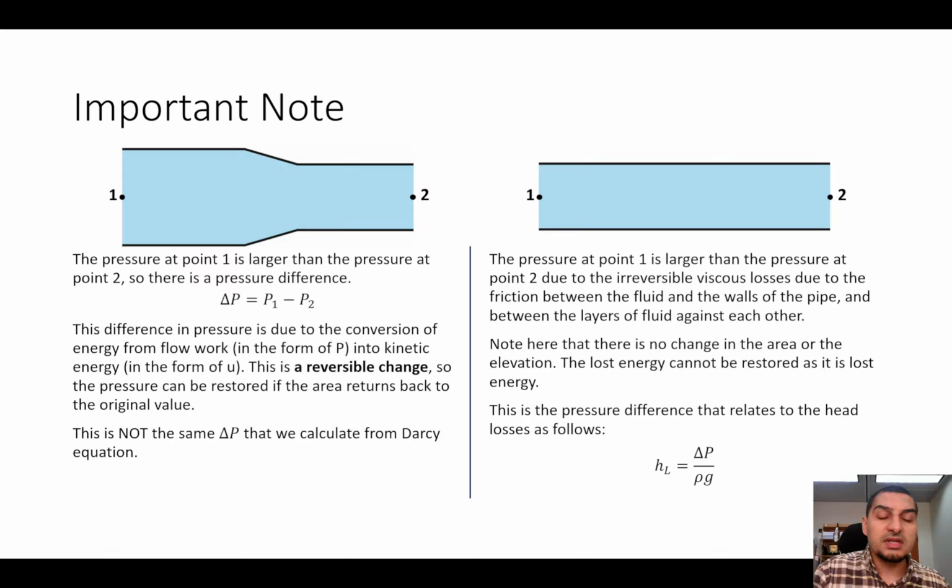Why do I have a different delta P in the losses than the delta P that I have in the flow? Because you will have cases where there is a change in diameter, a change in elevation, and also losses. So in this case, you'll have a pressure difference because of the energy change, and also losses due to friction. So you need to have it clear in mind that they are not the same. The losses due to friction are irreversible losses, while the changes due to energy transformation are reversible changes, and you need to know how to calculate each one of them properly.